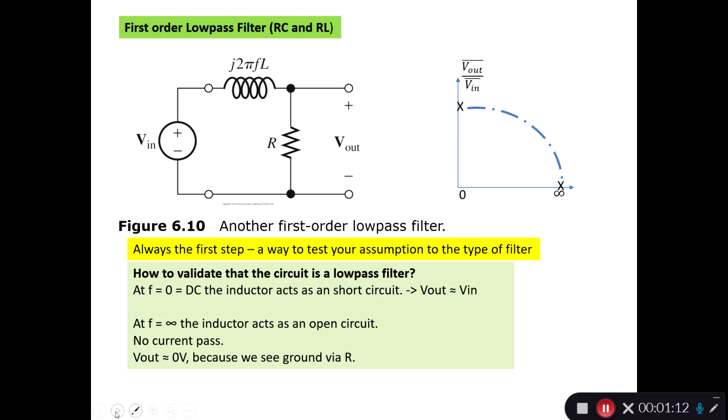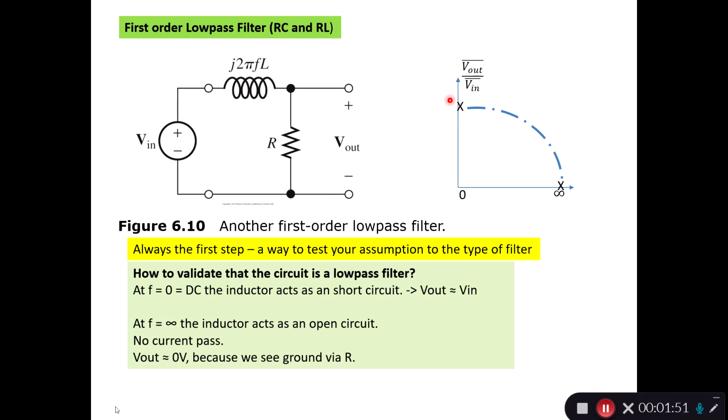Before we continue investigating the circuit, we have to check if this is really a low pass filter. Our memory can play tricks on us, so a self-test is a good thing. The self-test is simply trying to find the two points, the x's, on this axis. On the x-axis we have the frequency, on the y-axis we have V out over V in, so the output.